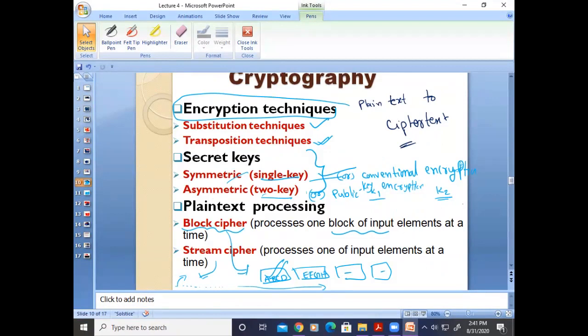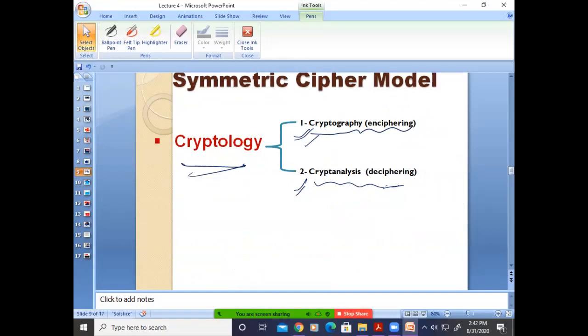Secret keys, 2 different types. One is symmetric encryption, or single key encryption, or conventional encryption, if sender and receiver use the same key. If they are using different keys, it is asymmetric encryption, public key encryption, 2-key encryption. And how the plain text is processed: block cipher, where 1 block at a time is converted into the cipher text. In the stream cipher, every element is converted using substitution or transposition technique. Cryptology means the study of cryptography and cryptanalysis.